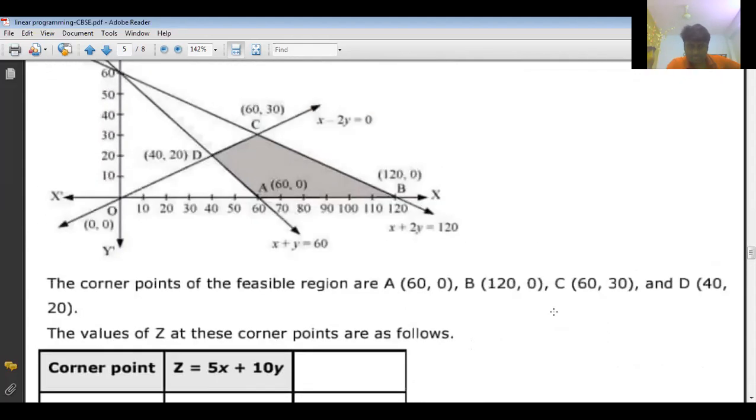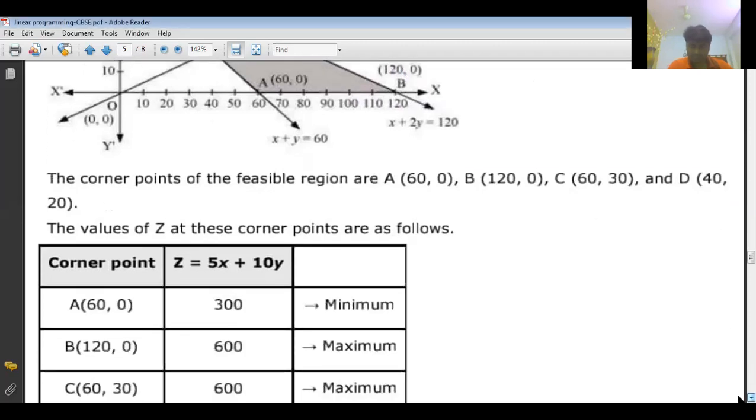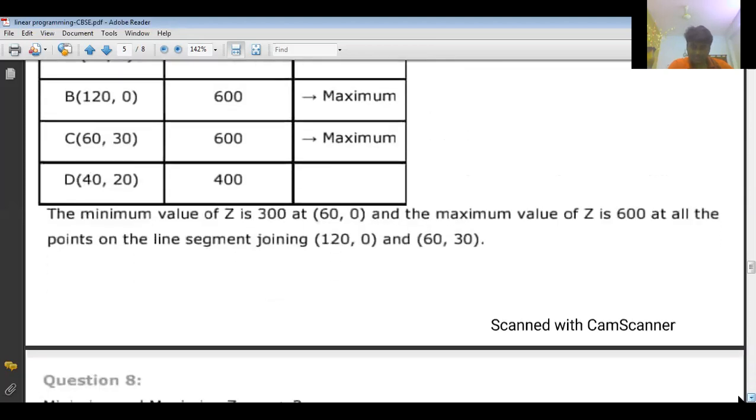Let us see that in the graph. See, this is the BC line segment. On this BC line segment, at any point we'll get the maximum value. That's what we can write there. So we should write the expression clearly there. Like that we can solve any problem in this first exercise.